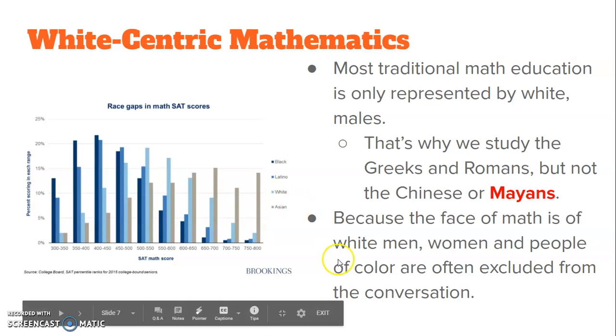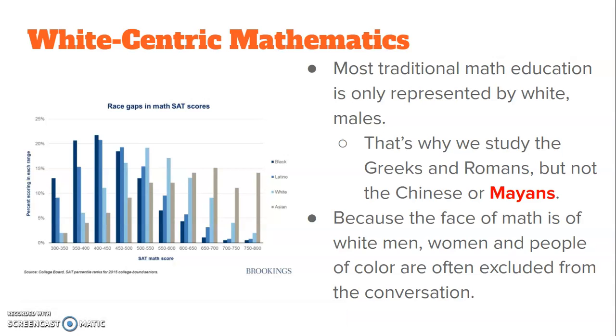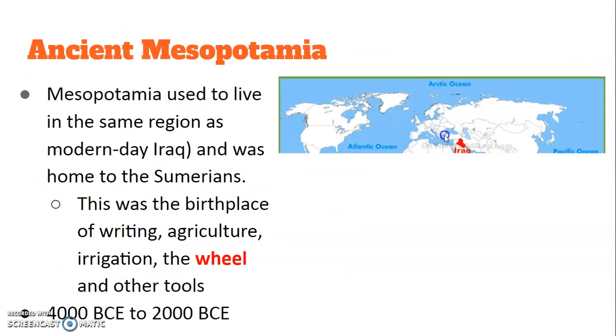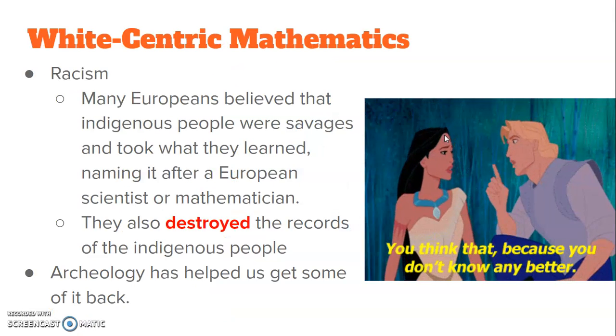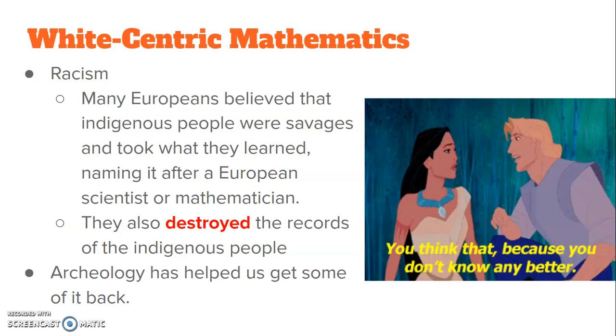Now, a lot of the time in education, we study stuff about the Greeks and the Romans, but we don't study as much information about the Chinese or the Mayans. Okay, that's because the face of math is white men, and women and people of color are often excluded from that conversation. And it's not just math, but also science and history as well. Racism is one other big thing that has basically perpetuated this white-centric mathematics.